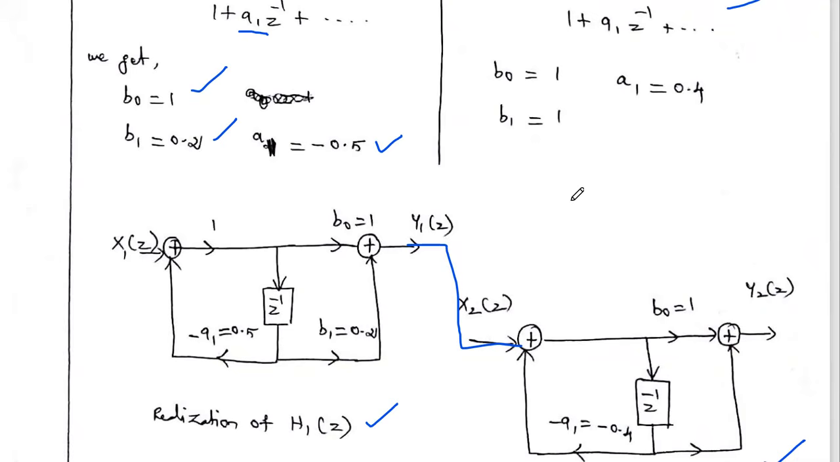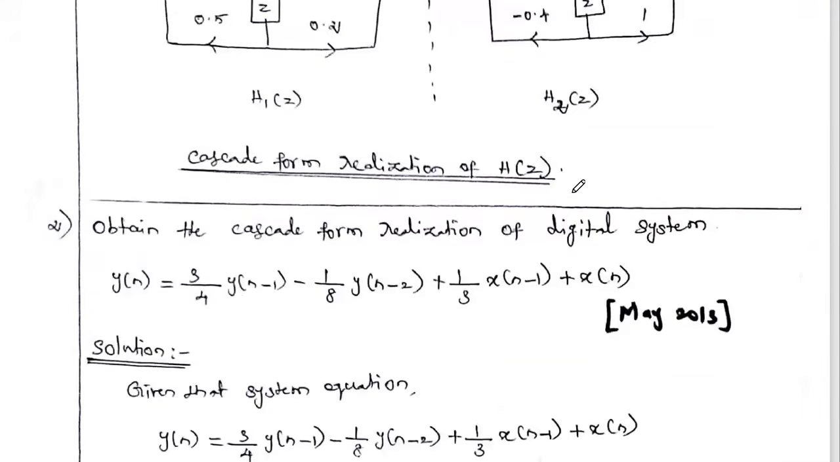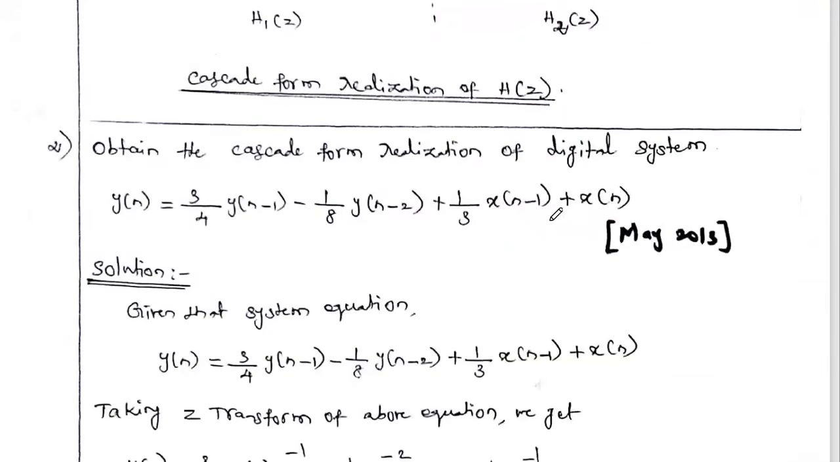So that's all. In the next video we will discuss one more problem on this cascade form realization. This is also one of the university problems, and we will discuss it in a detailed manner.